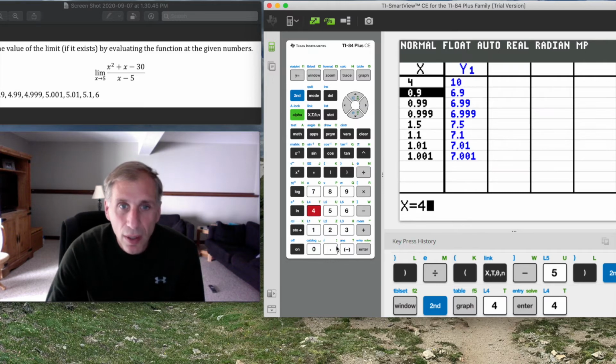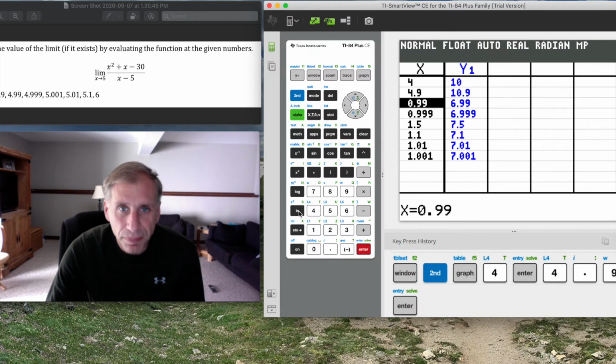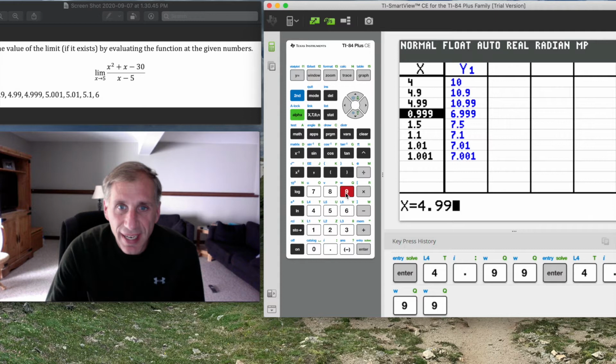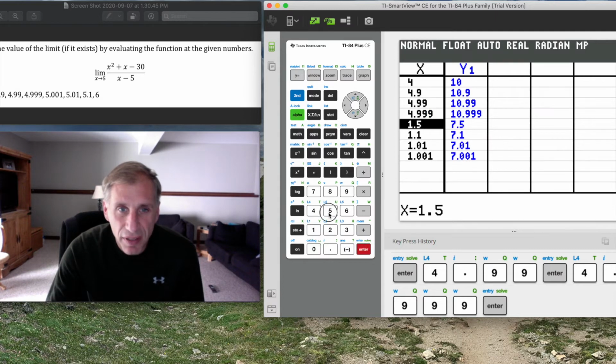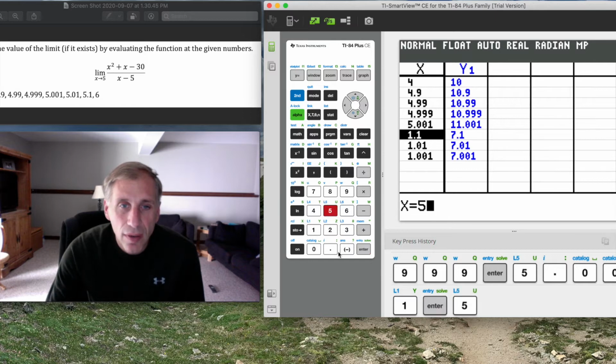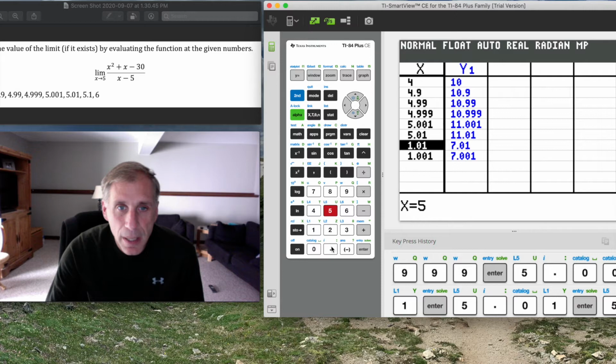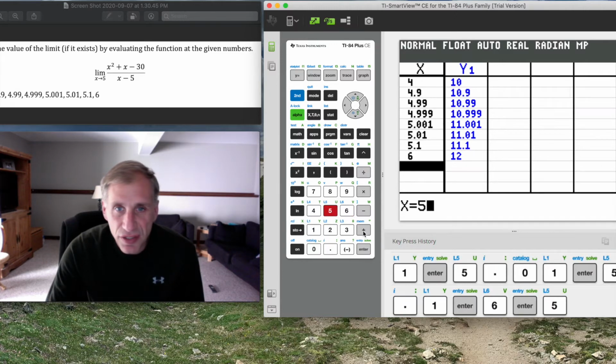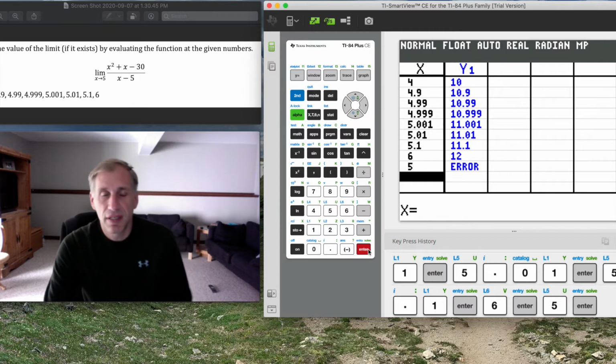4, 4.9, 4.99, 4.999. And then we have on the other side, we have 5.001, 5.01, 5.1, 6. And again, just notice that when we put 5 in, we get error because the function is undefined there.